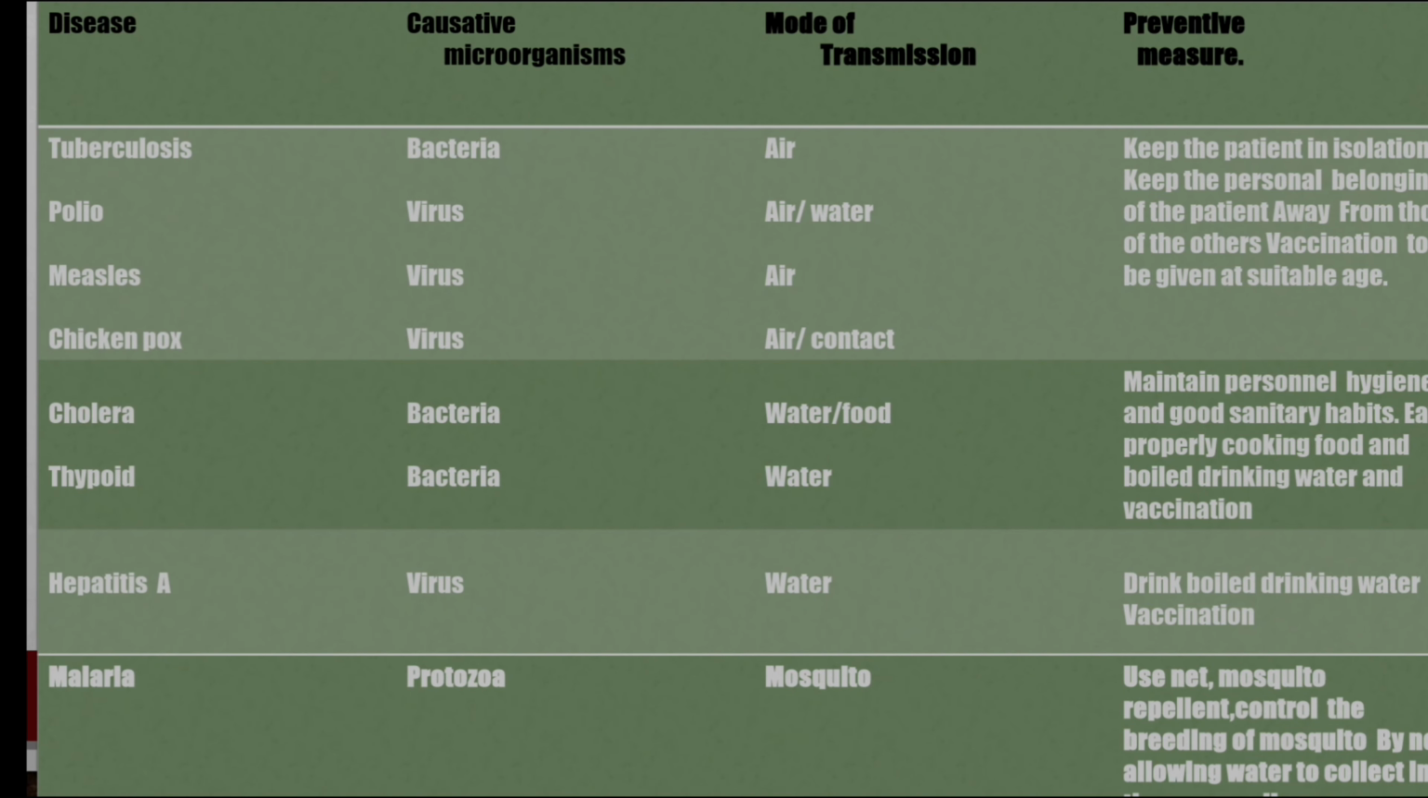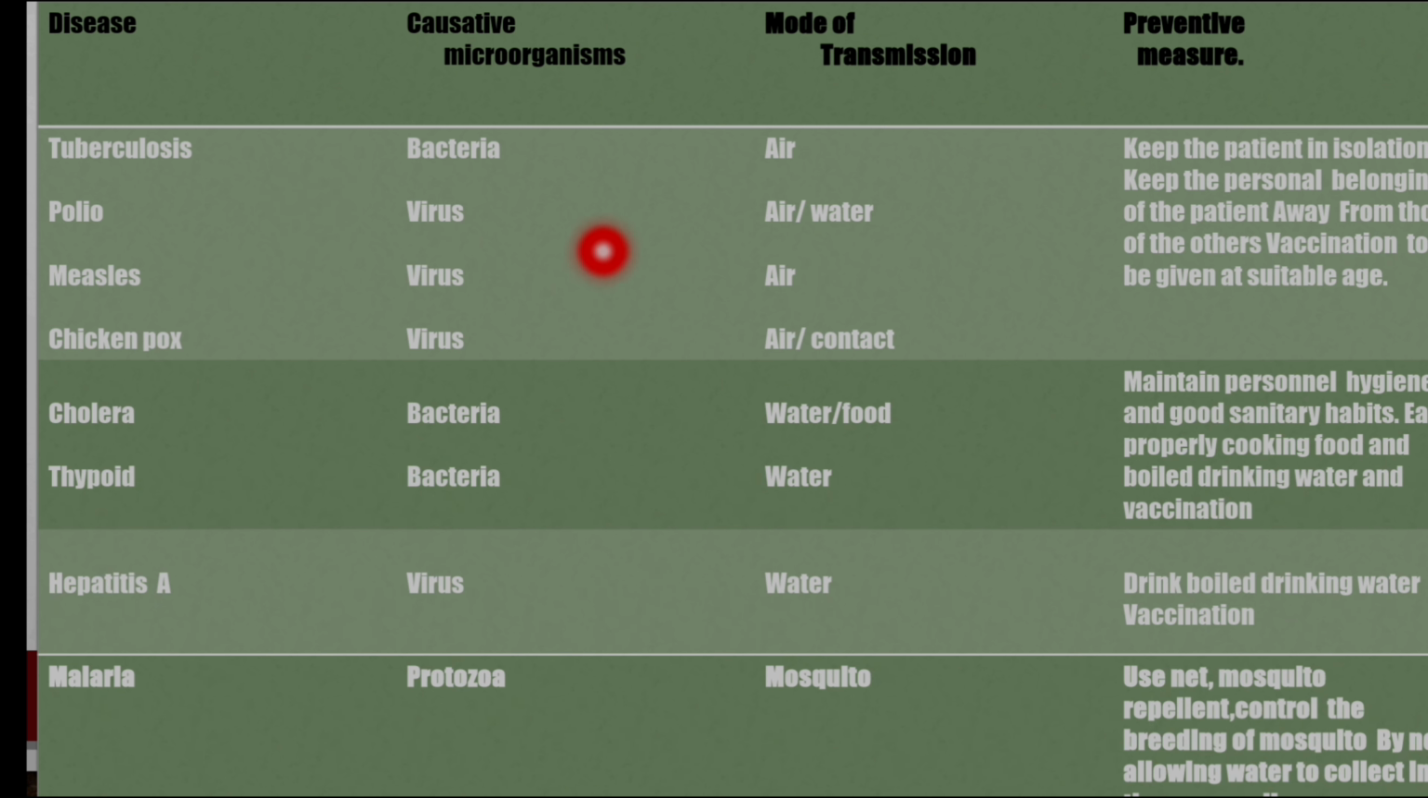Diseases. Tuberculosis is caused by bacteria and the mode of transmission is air. What is the preventive measure? Keep the patient in isolation. A person suffering with TB should have a personal kerchief and a personal towel. Keep the patient's personal belongings away from those of others. Vaccinations are to be given at the suitable age.